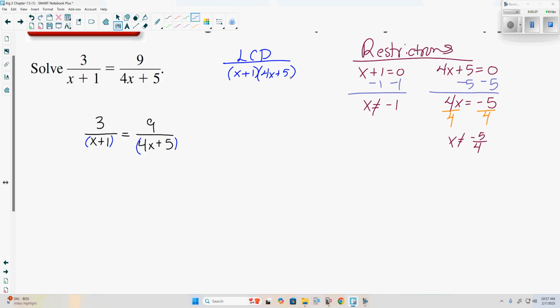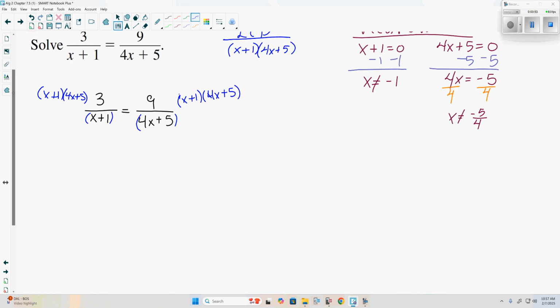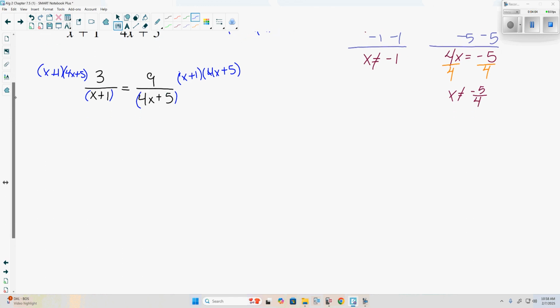Now, unlike with our complex fractions or adding or subtracting expressions, we don't have to multiply this on top and bottom. What we're going to do is multiply through the entire expression. Every term is going to be multiplied by our x plus 1 and 4x plus 5, because the goal of using the least common denominator is to simplify every fraction out. We want to simplify them all down, so we're not dealing with fractions anymore. We're dealing with a polynomial expression.